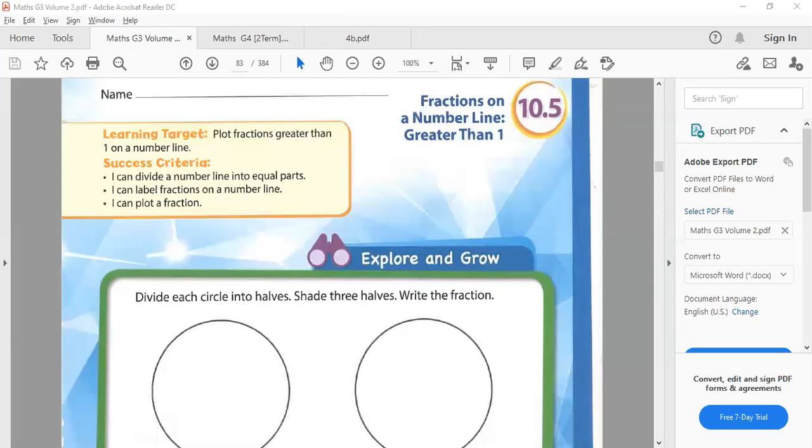Today we're gonna continue what we started yesterday. We're gonna talk about fractions, but today fractions on the number line, greater than 1. Yesterday, I need you to remember that we studied how to plot fractions smaller than 1, or less than 1. Let us remember.